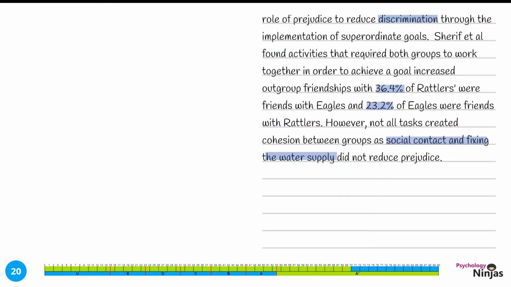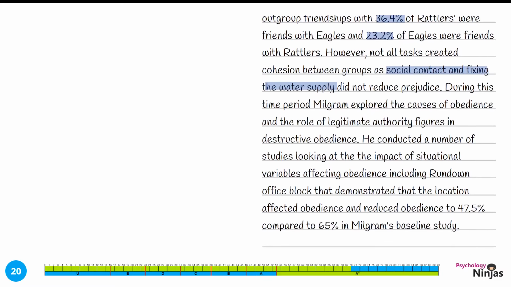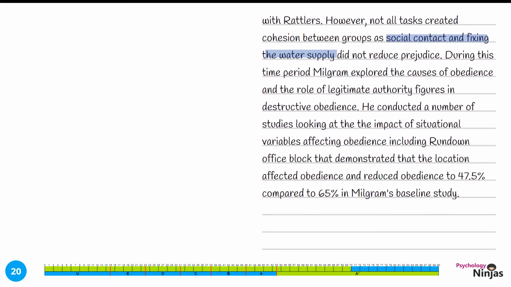We're going to elaborate on this by giving additional research around a similar time period that was also a response to World War II. During this time period, Milgram explored the causes of obedience and the role of legitimate authority figures in destructive obedience. He conducted a number of studies looking at the impact of situational variables affecting obedience, including a rundown office block, that demonstrated that location affected obedience and reduced obedience to 47.5% compared to 65% in Milgram's baseline.